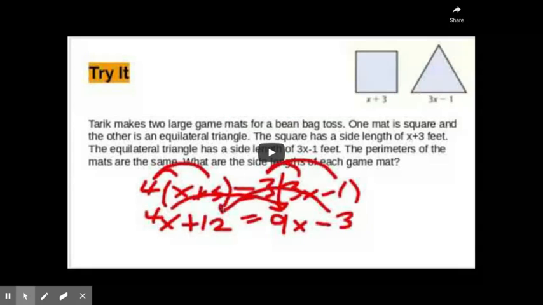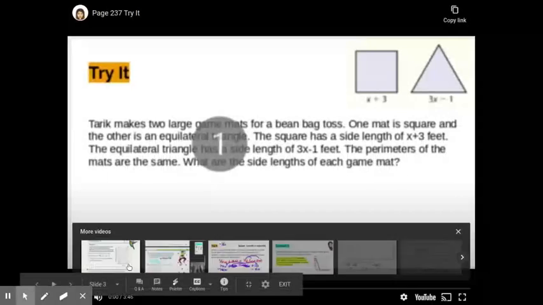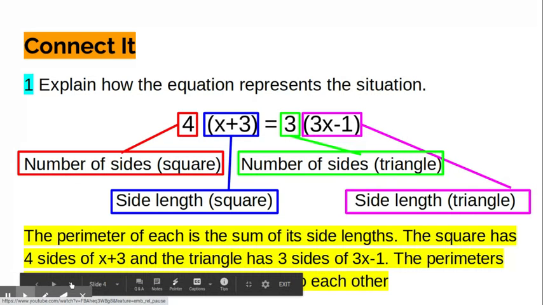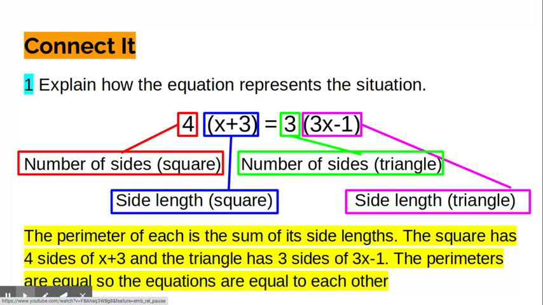So that's how you do that problem. Next, we move on to the Connect It. So we go to Connect It question 1, which is asking us to explain how the equation represents the situation.